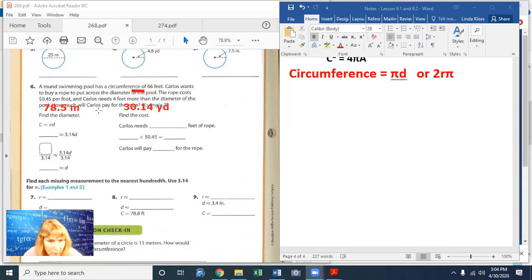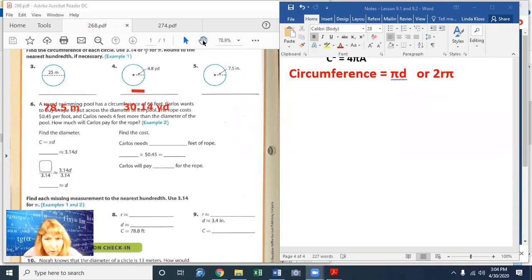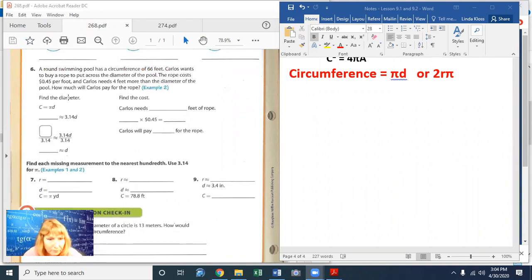So what are they doing here? They were given the diameter, or rather, we're given the circumference. So in this problem, we know the circumference. Our formula is circumference equals pi d, right? And the circumference is 66.